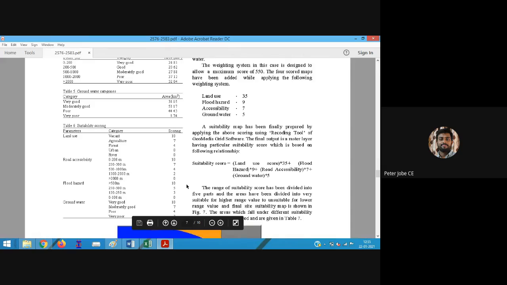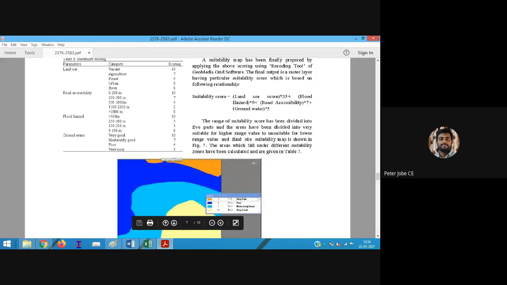So they have defined a relationship related to different land use patterns. They will take the land use score and multiply it by its weightage, which is just 35, as we have discussed in the above paragraph. They will consider flood hazard and multiply it with its weightage, which is 9, road accessibility will be multiplied by 7, and groundwater will be multiplied by 5. So each thing will have different scores and weightages, and all these things will be multiplied accordingly.